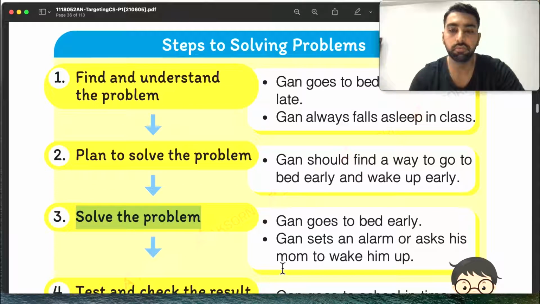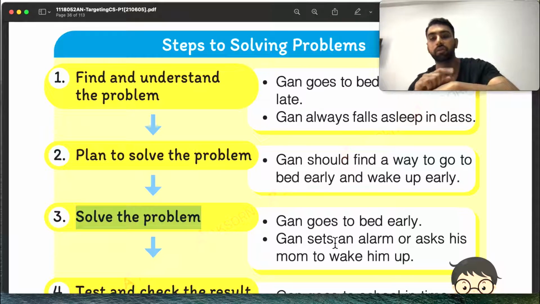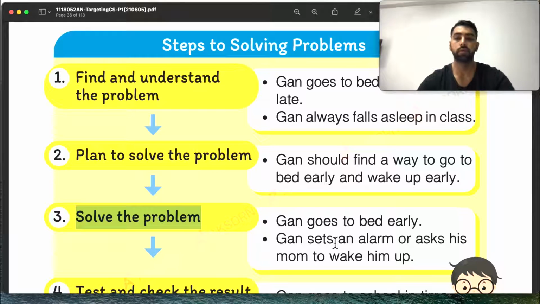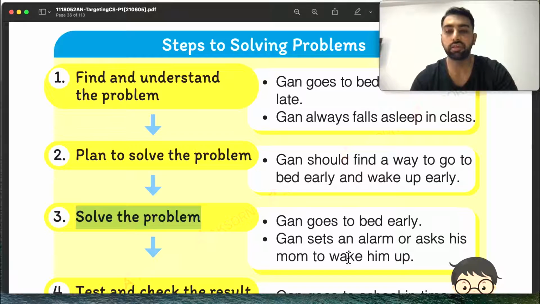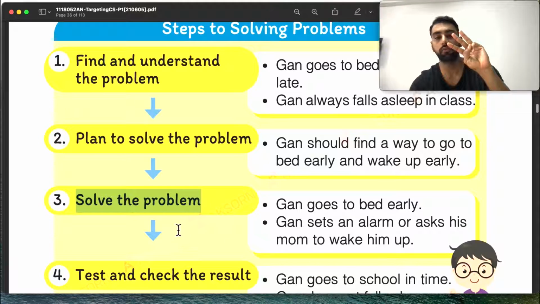How can we solve the problem? Number 1, Gang goes to bed early. Number 2, Gang sets an alarm clock. An alarm clock is like the one on your phone, or a clock you can set an alarm on, or he can ask his mom to wake him up early. So this is number 3, solve the problem.